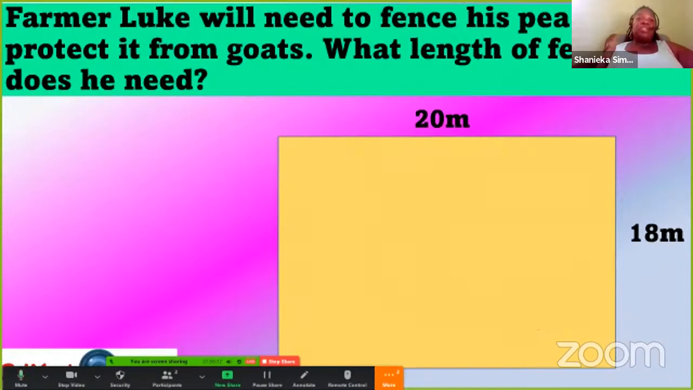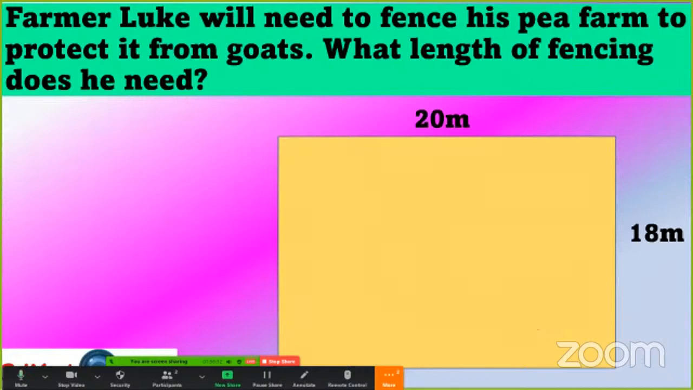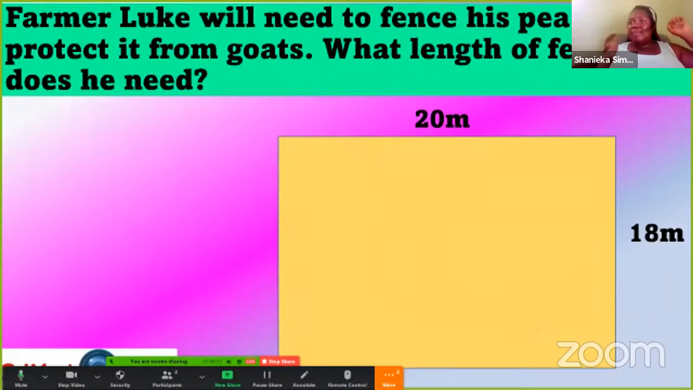All right, so let us continue to this part where Farmer Luke will need to fence his pea farm to protect it from goats. Does any one of you know anybody with a farm who has to fence it up to protect it from goats? You plant your gungo peas or your red peas or whatever peas. Sometimes you plant different things, your sorrel, your beans and so on.